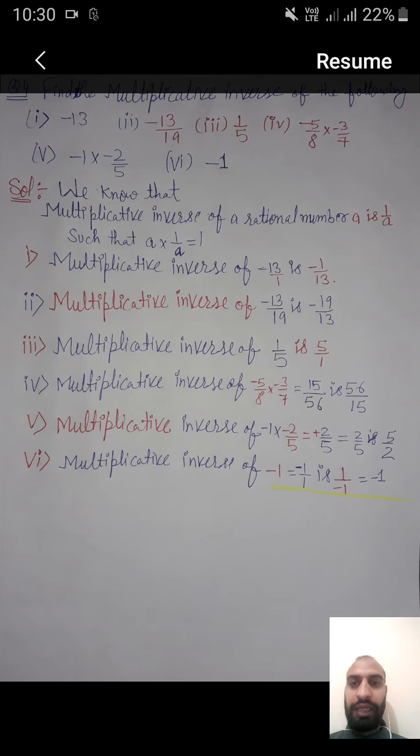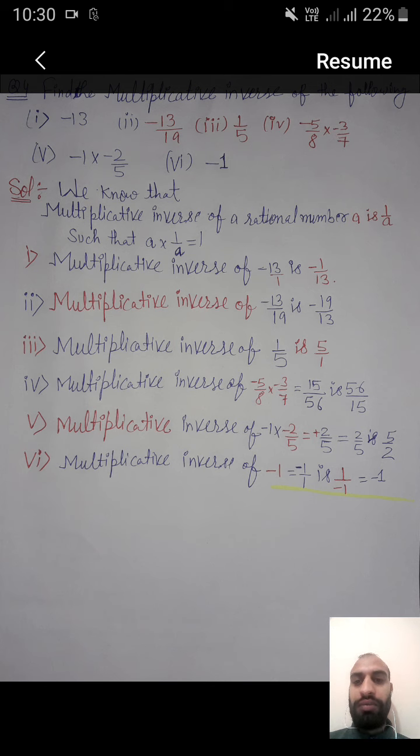Let's move toward multiplicative inverse now. As you all know, the multiplicative inverse of any number is the reciprocal of the number, which you have studied in class 7. In a reciprocal, the numerator becomes the denominator and the denominator becomes the numerator. We know that the multiplicative inverse of a rational number a is 1 upon a, such that a into 1 upon a equals 1. So it's the condition of multiplicative inverse. Whenever we multiply a number and its multiplicative inverse, it must equal 1.